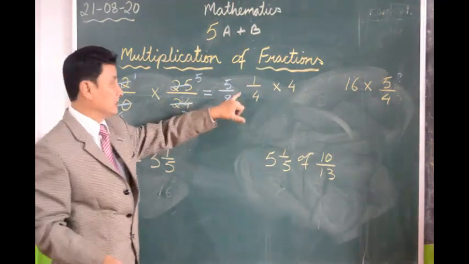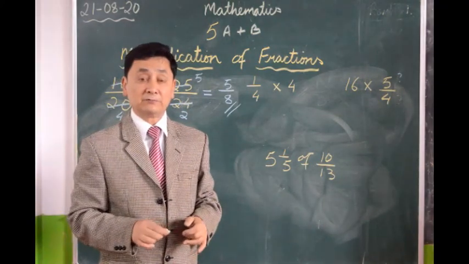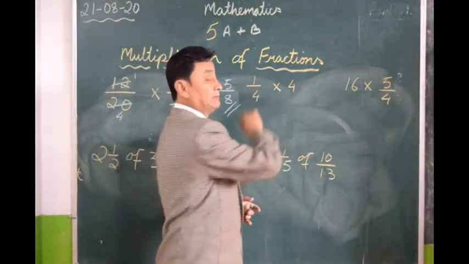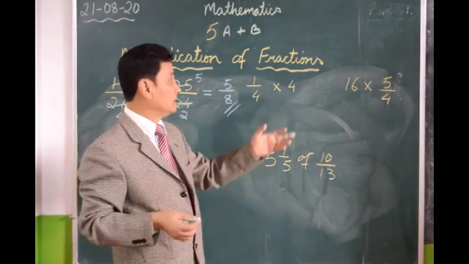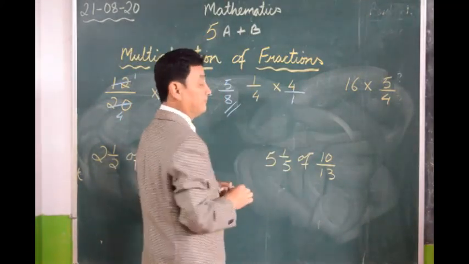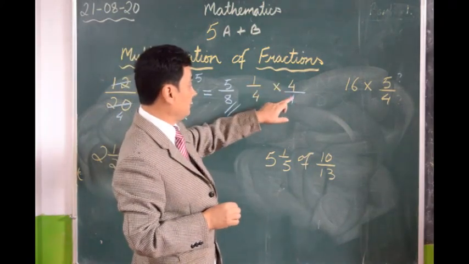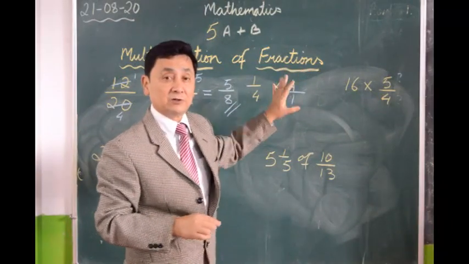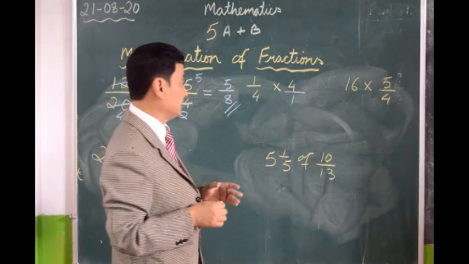Now have a look at this number. 1 upon 4 into 4. There's no number at the bottom. So what should we do? One of the students asked me, sir, he circled it and sent me and said, what to put? Whenever you see only a whole number, you can put 1 below. Okay? So we've got 1 upon 4 into 4 upon 1. Some of you do not understand this because you do not look at the video. So please look at the video to understand.